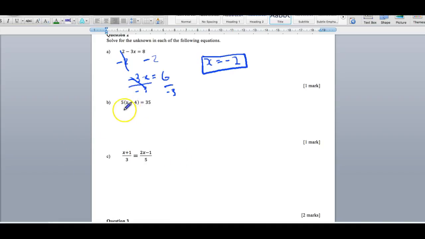B, okay, you can expand the bracket, but if this number here in front of the bracket is a factor of this number, which it is, then we can just divide both sides by 5. There's nothing wrong with expanding the bracket, it'll just take you longer. Okay, and then take away 4 from both sides. So that means x equals 3.